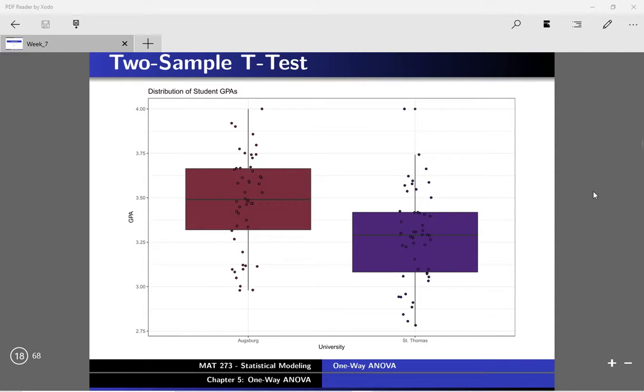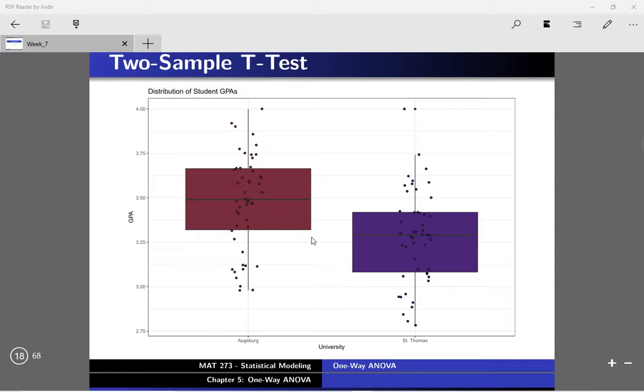Anyway, so here I'm plotting these GPA values for 50 students from each school. But again, I just simulated. It's actually kind of fake. But yeah, we can see like Augsburg had like 1 student with a 4.0. St. Thomas had 2 students with a 4.0. But it does look like on average, Augsburg students have a higher GPA than St. Thomas. So good on you guys. You're one-upping them.